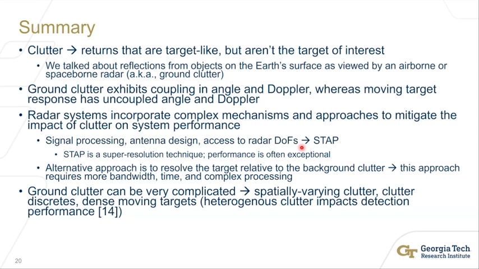So we have to deal with spatially varying clutter, clutter discretes, which are usually man-made objects like fences and buildings and telephone poles, as well as dense moving targets. And so we call this variation in clutter heterogeneous clutter, and a lot of time and effort has gone into understanding approaches to make robust radar signal processing chains that operate in these heterogeneous environments.